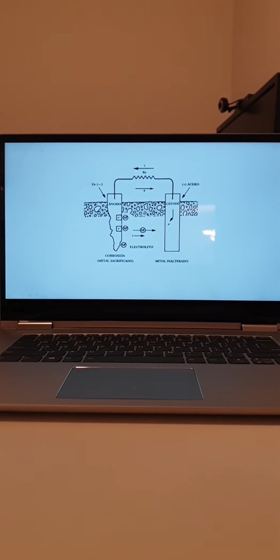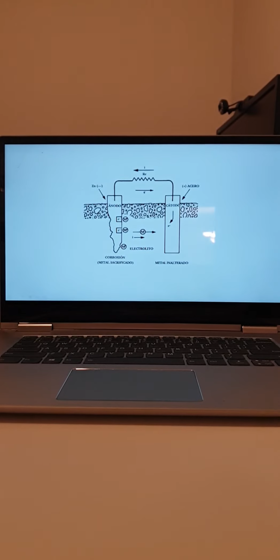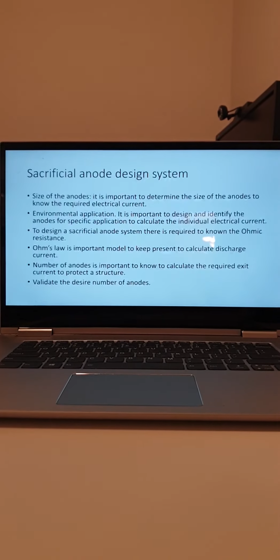This is the sacrificial anode. The anode is basically sacrificing to protect the cathode. So this is the basic of cathodic protection.